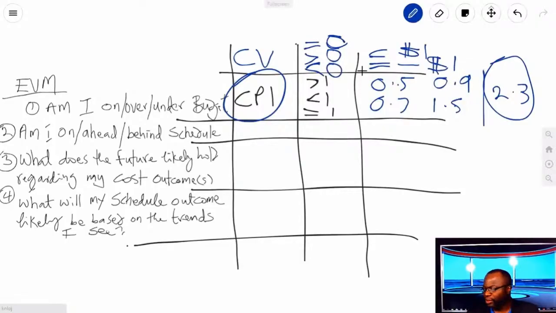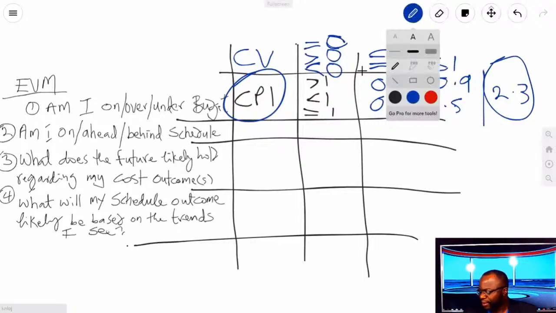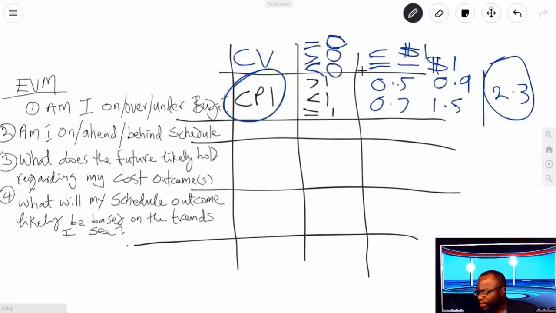Okay, so that is all about the cost aspects. Why don't we dig into the schedule aspects a little bit? Let's examine this statement of mine here. That is, I am on schedule, ahead of schedule, behind schedule. If we focus on that a little bit more, we're going to have the schedule performance index, and we're going to have the schedule variance to talk about.